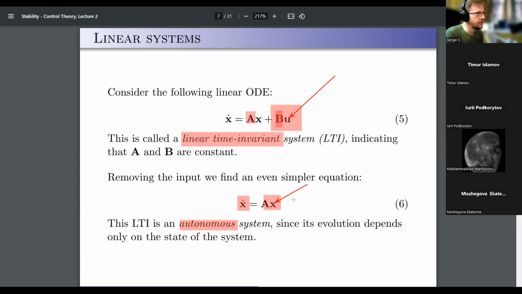Autonomous, in the literature, is used to imply that as long as you know x, you know everything about the future behavior of the system. With this system, you cannot know all the future behavior without knowing also u. But here, just knowing x is sufficient because you can solve it forward. It is a Cauchy problem, essentially. If you know x, you can solve it forward, and there will be no trouble. So that is what it means to be an autonomous system.